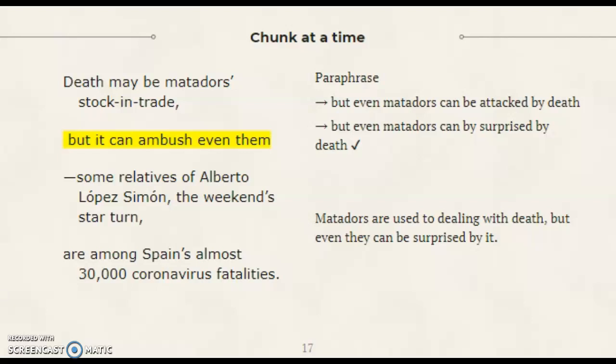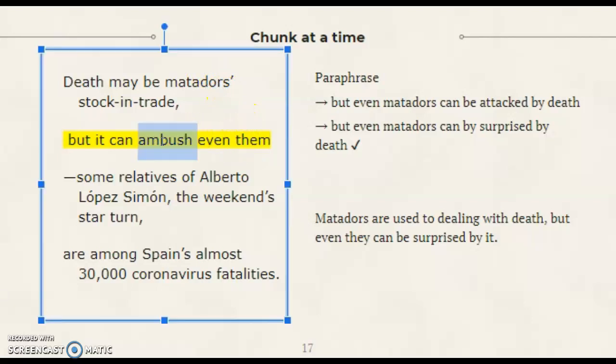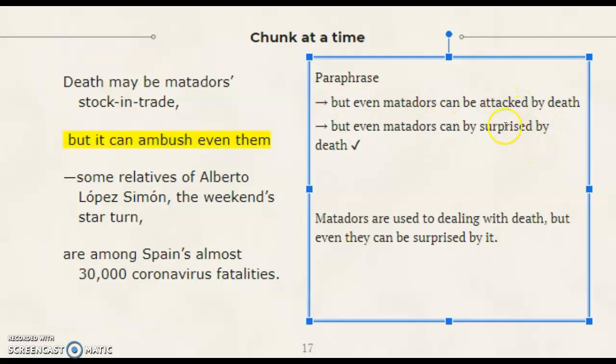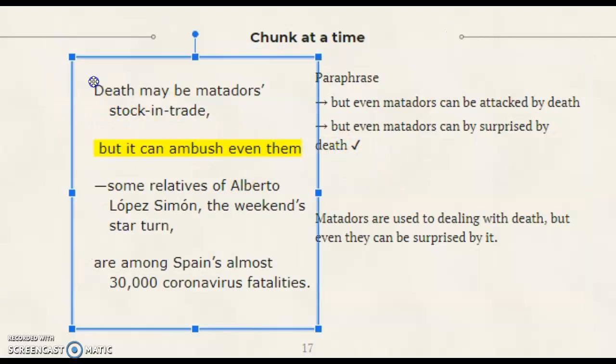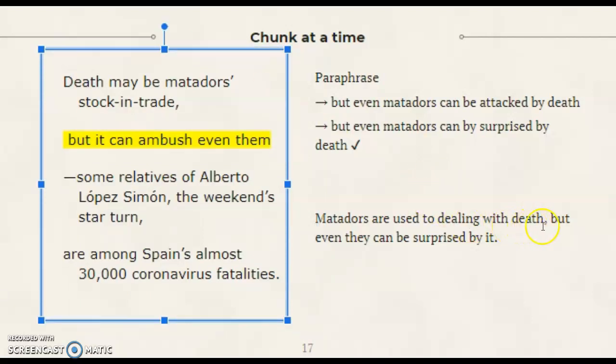The next chunk is, but it can ambush even them. So we know that we're talking about death. Death can ambush even matadors. What does the word ambush mean? Death can attack matadors. Death can surprise matadors. Or even matadors can be surprised by death. That one feels like the closest meaning to the original. That's the best paraphrase. So far, if we're adding them together, we have the idea that matadors are used to dealing with death, but even they can be surprised by it.